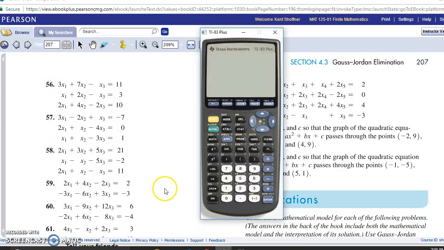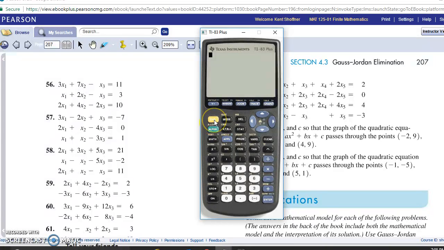Make sure you have a Texas Instruments calculator. That was from the previous video, so let me clear that all out. I'm going to look at number 56. So there's our matrix for our system. It'd be 3, 7, negative 1, 1, 2, negative 1, 2, 4, negative 2. 3 equations, 3 unknowns, x1, x2, x3. And here's our augmented side, 11, 3, and 10.